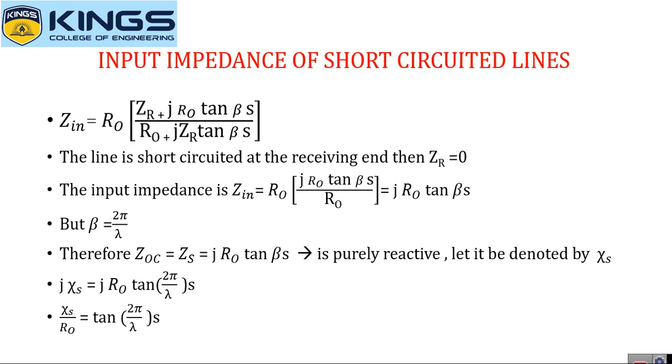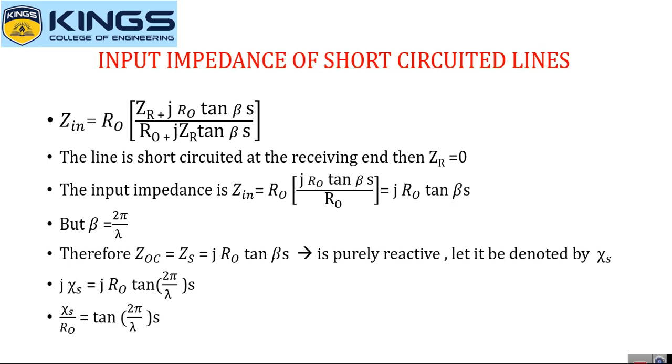Then we will see the input impedance of the short circuited line. So here again we will take the input impedance equation. Z input equal to R0 Zr plus j R0 tan βs by R0 plus j Zr tan βs. The line is short circuited at the receiving end, so Zr equal to 0. If you put Zr equal to 0, the first term will become 0, then j R0 tan βs, and in the denominator only R0 will be there, so R0 cancels, then the balance is j R0 tan βs. So this is the equation for the short circuited condition.